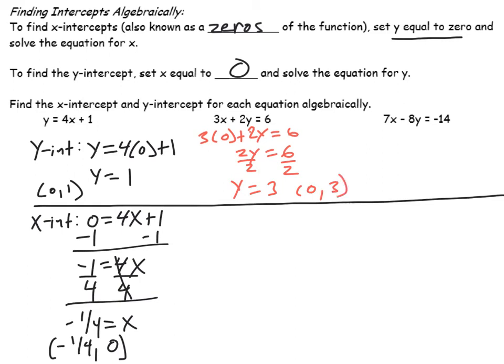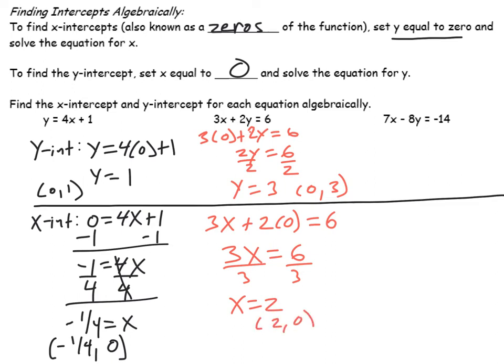Okay? For your x-intercept, 3x plus 2y, y needs to be 0. Okay? Y needs to be 0. This would give us 3x equals 6. Divide by 3. And you would get x equals 2, which also means that this goes through the point 2, 0.